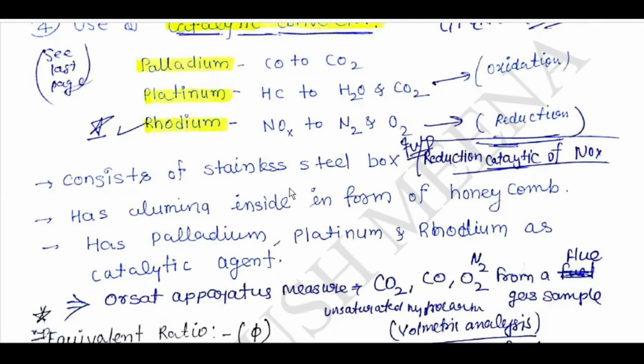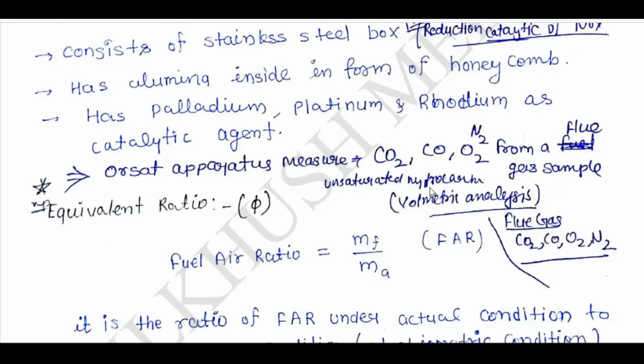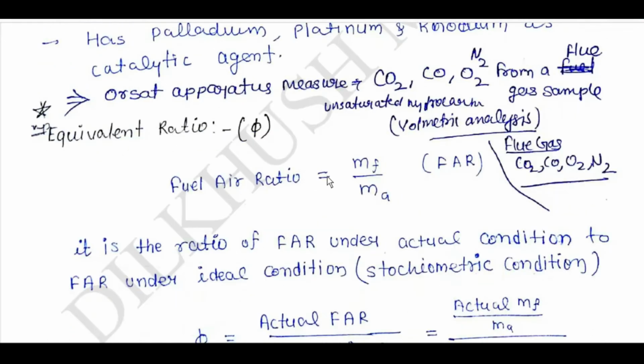It consists of a stainless steel box. It has alumina inside in the form of a honeycomb. The honeycomb has palladium, platinum, and rhodium as catalytic agents. Orsat operators measure CO2, CO, O2, N2 from a flue gas sample. Volumetric analysis of flue gas: CO2, CO, O2, N2.